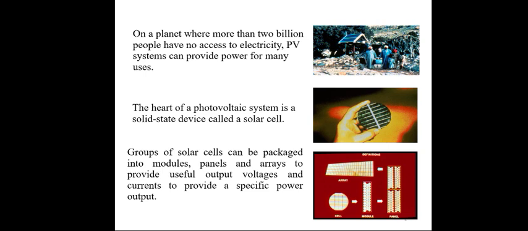The heart of a photovoltaic system is a solid state device known as a solar cell. Next is a group of solar cells. It can be packaged into modules, panels and arrays to provide the useful output voltage and current to provide a specific power output.